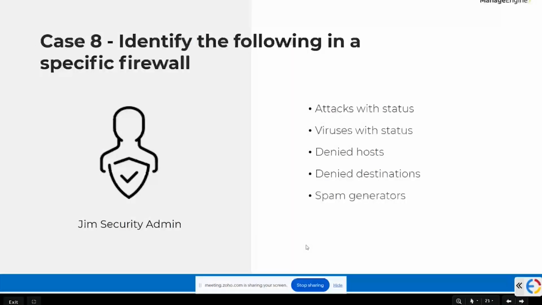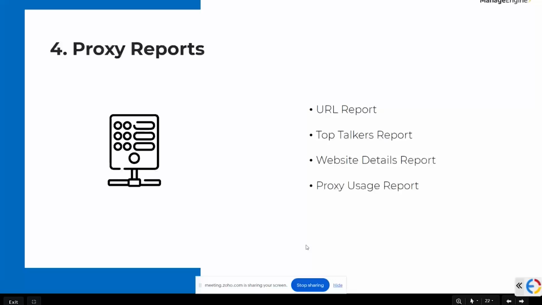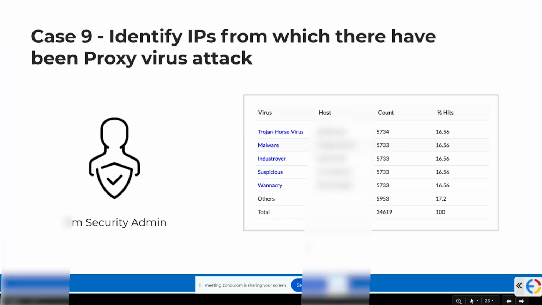All right. So going back, now let's take a look at Firewall Analyzer's capability of monitoring Squid proxy servers and their syslogs. With Squid Proxy Server, we can currently monitor and generate URL reports, top users report, website detail reports, and proxy usage report. So let's look at a use case. Suppose Jim has been asked to check if there are any proxy attacks happening in the system. Then if so, they want to find the source of these attacks.